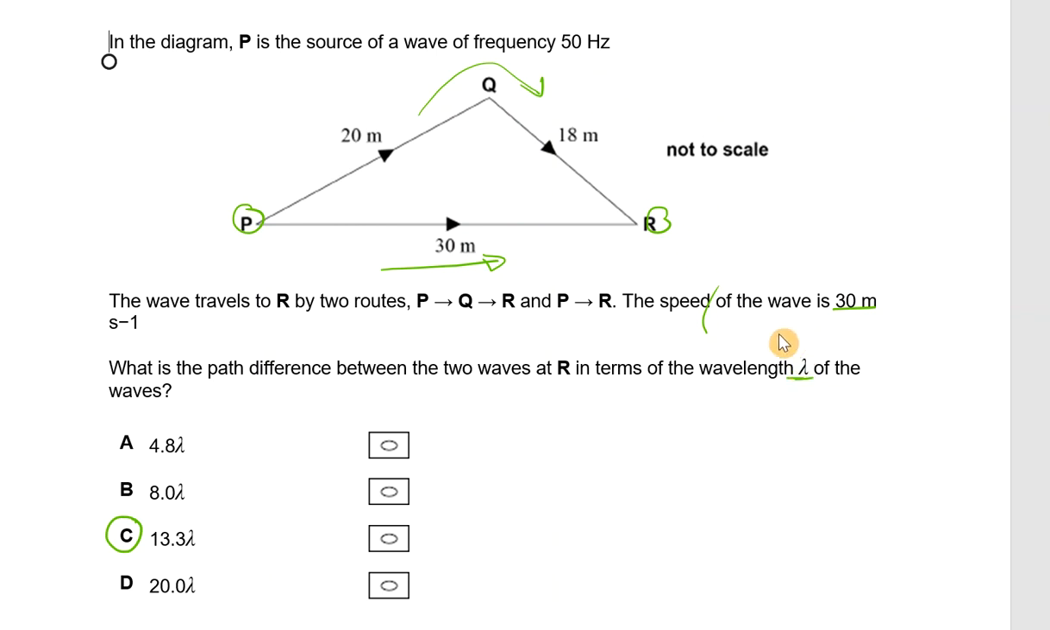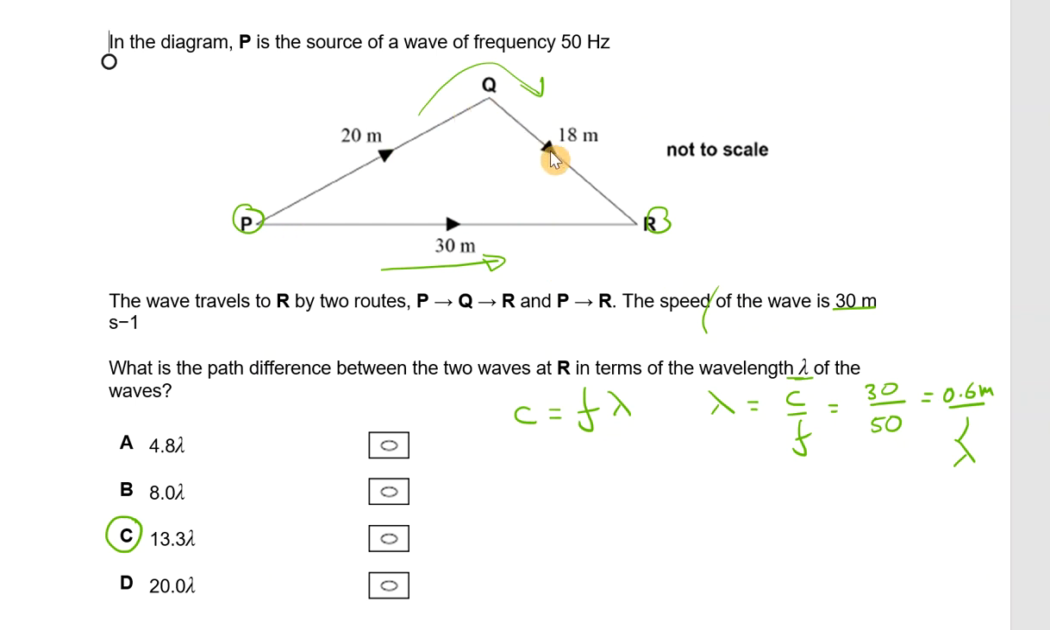So the first thing I'm going to do is calculate what lambda is, and I'm going to use the equation from your data sheet that the wave speed is equal to its frequency multiplied by its wavelength. Let's rearrange to make wavelength the subject, so that's equal to its speed over the frequency. Speed, we were told, was 30 meters per second, and frequency 50 Hertz. If I put those things into my calculator, I get an answer of 0.6 meters. So that is the wavelength of one of those waves.